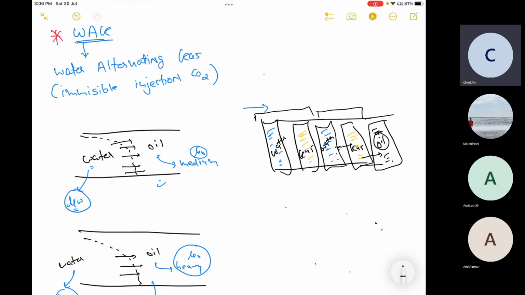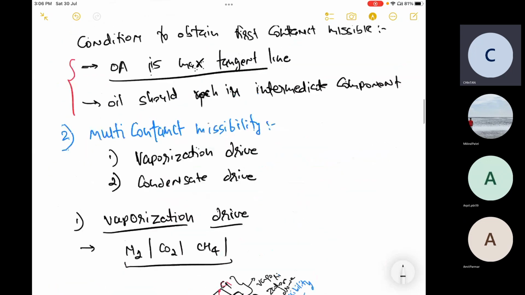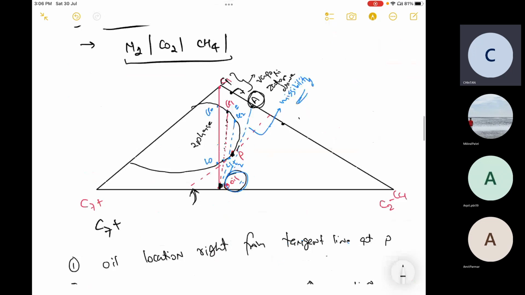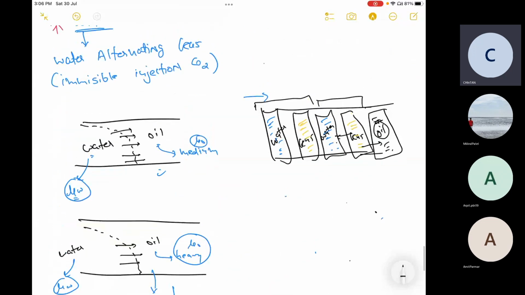In the normal case, we initially inject the solvent, and after that we drive it by water in a single cycle. But here we follow multiple cycles, injecting gas and water one by one. So which kind of process is it? It is a drainage process. We already discussed that.